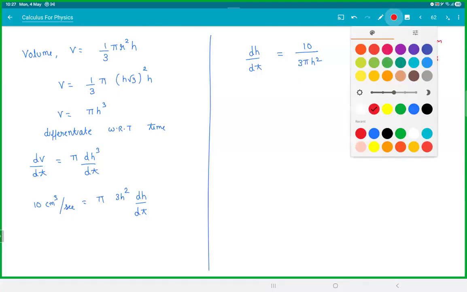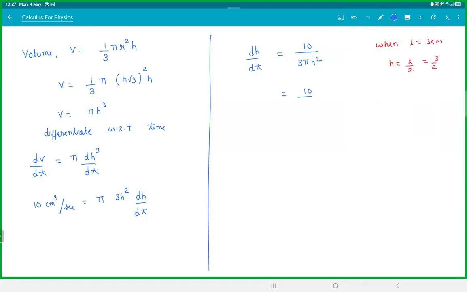So just take this and dump it here. That is 10 by 3 pi, that's 3 square by 4. That's 40 by 27 pi centimeter per second. You guys missed a 3 somewhere. Check, or maybe I messed up the calculations.